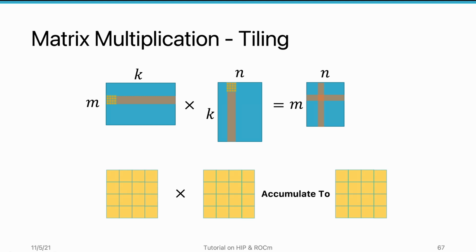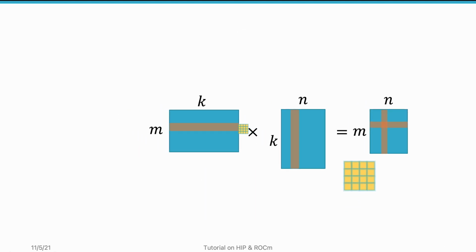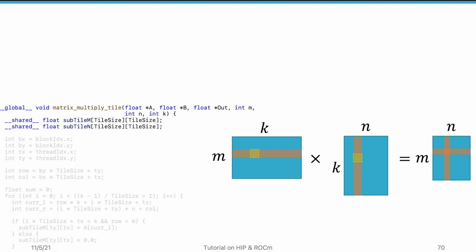So we want to come up with a solution. We know this tile and this tile accumulate to the tile in the output matrix, but can we move to the next location without just sliding by one element? If we can do that, that means we do not have reloading. And using LDS can actually help us achieve this goal. How can we achieve this goal?